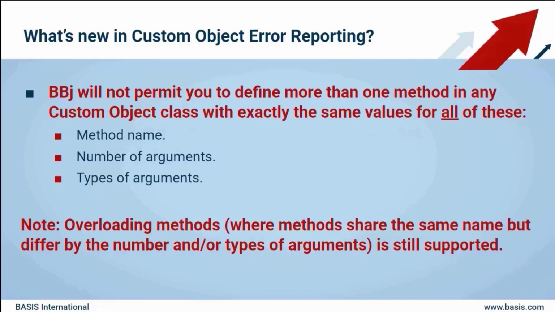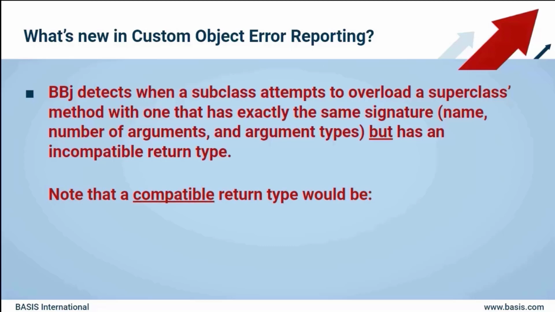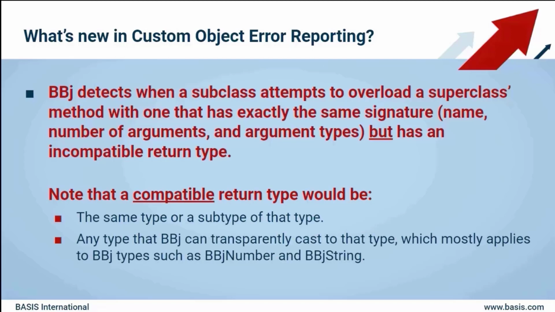What else is new? Well, BBJ detects when a subclass attempts to overload a superclass method with one that has exactly the same signature, name, number of arguments, argument types, but has an incompatible return type. So in other words, when you override a parent's method, you must override it exactly as the parent implemented it. You may not change something. If you do, it's fine, but it's not an override. Note that a compatible return type happens to be the same type or a subtype of that type, or any type that BBJ can transparently cast to that type, which mostly applies to BBJ types like BBJ number and BBJ string.